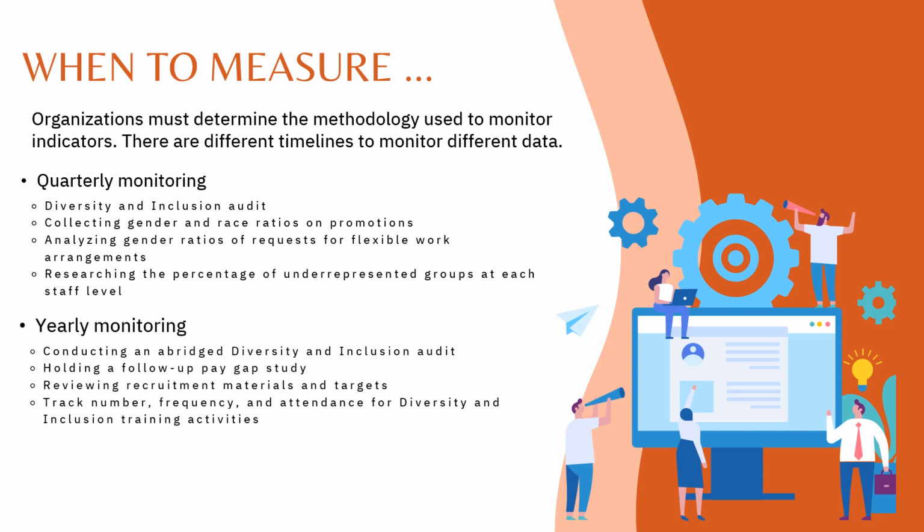A yearly monitoring approach may involve conducting an abridged diversity and inclusion audit annually that includes a selection of questions from the initial audit to measure uptake, holding a follow-up pay gap study using the same metrics as in the original study so that change can be evaluated, reviewing recruitment materials and targets, and assessing them for all underrepresented groups on recruitment shortlists, tracking number, frequency, and attendance for diversity and inclusion training activities, tracking reports of sexual harassment incidents, reviewing flexible work arrangements by gender and race, and reviewing mentorship and professional development programs by gender. Finally, biennial monitoring involves repeating the full diversity and inclusion audit every other year.